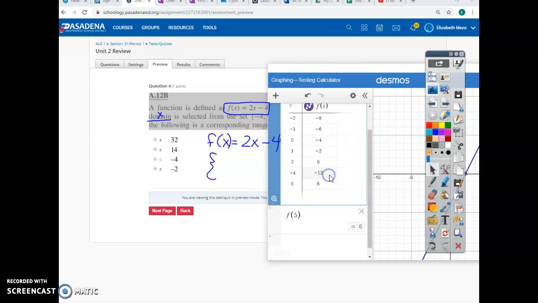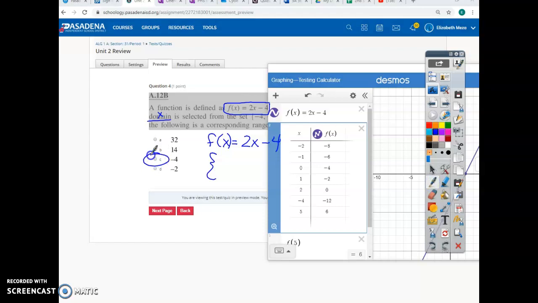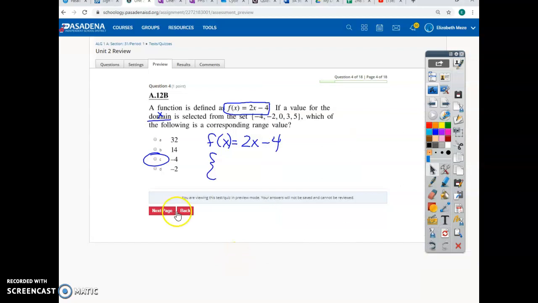I have -12. I have -8. I have, where's my 0? -4. 0 gives me -4, so that's my answer. Okay, let's go to problem 5.